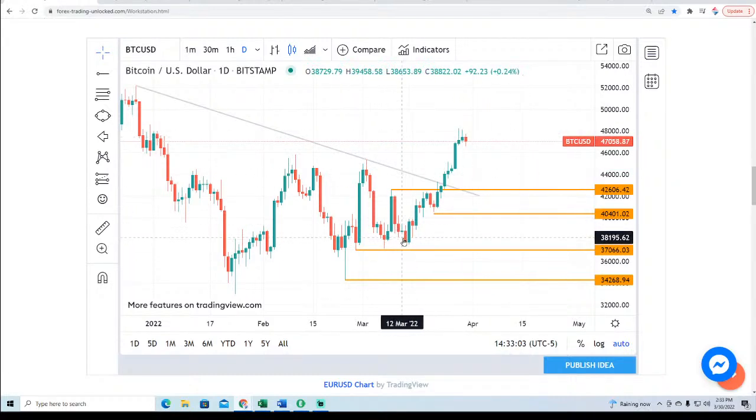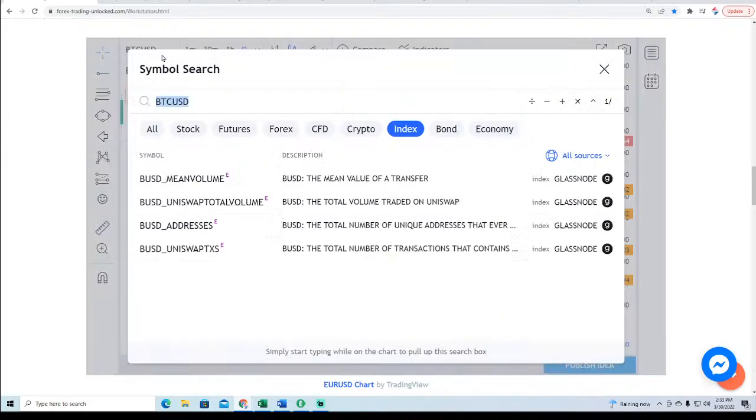We had this nice buy signal back down here. We had another one right here. We don't have a sell signal right now. However, I do think that this market is running out of steam.